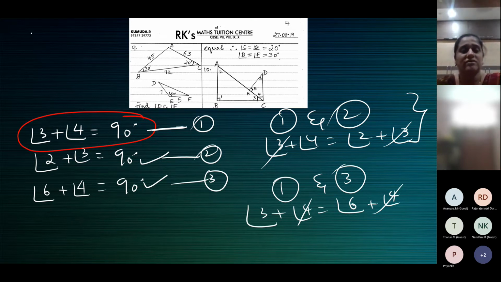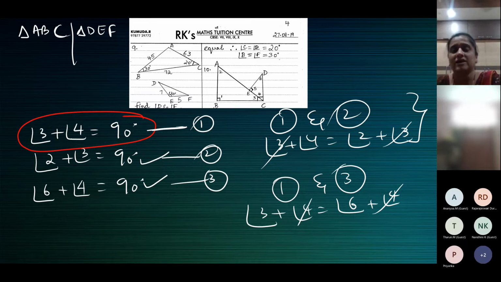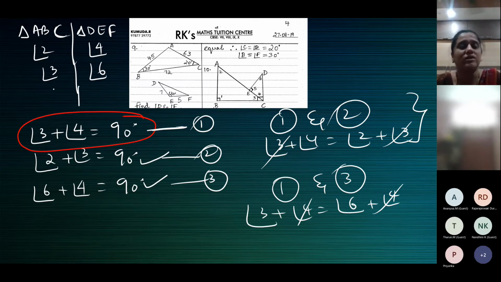So in the two triangles, triangle ABC and triangle DEF, what have you got? Angle 4 is equal to 2. That is angle 2 of this triangle is equal to angle 4 of this triangle. Then you got angle 3 is equal to 6. Angle 3 of this triangle is equal to angle 6 of this triangle. And already we know that angle 1 is 90 degrees here and angle 5 is 90 here. So see, AAA similarity criterion. The two triangles are similar to each other.